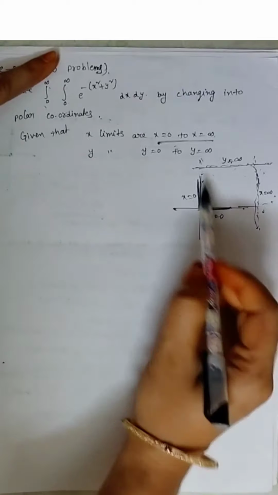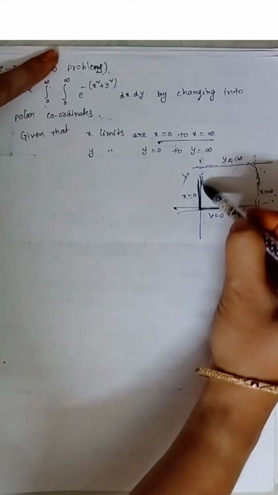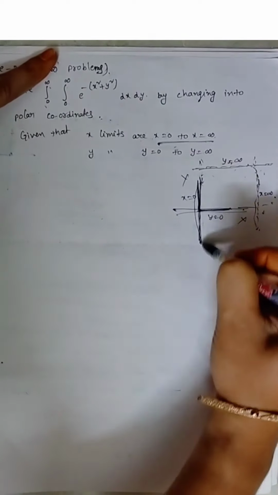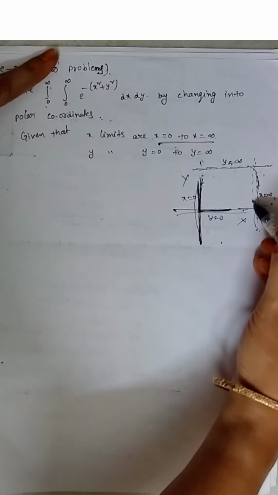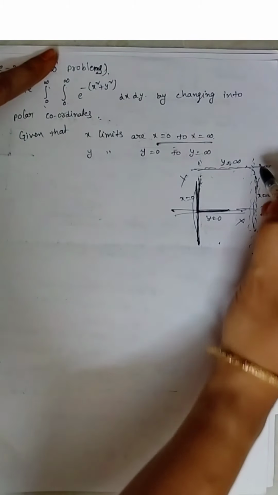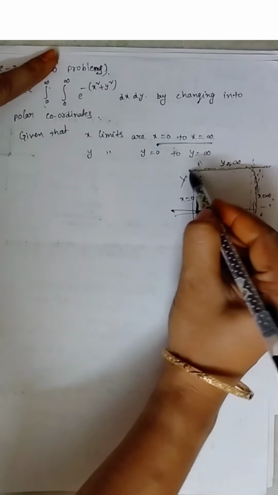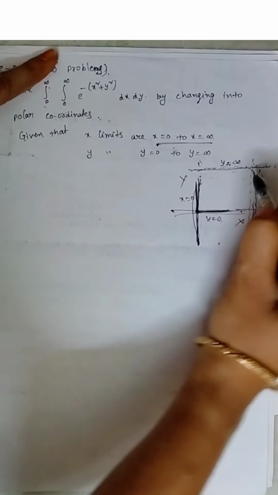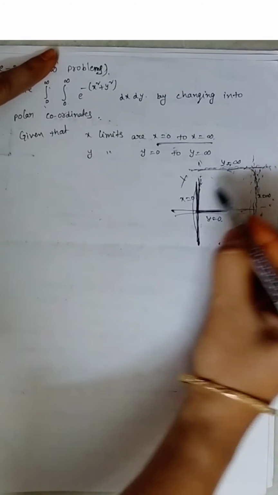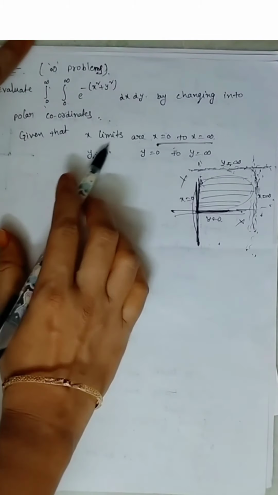So I repeat once again, this is x axis, this is y axis. So x equals to 0 means this one, and x equals to infinity on the x-axis somewhere it will be. So x equals to infinity and y equals to 0, and this is y equals to infinity. So at the infinity point it may touch. So with respect to this region we have to find the integration by changing into polar coordinates.